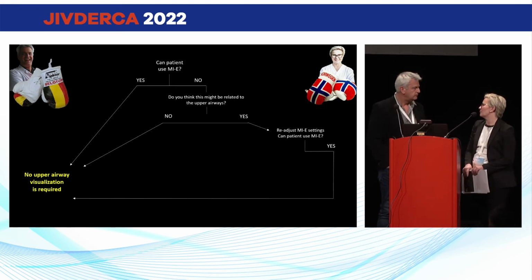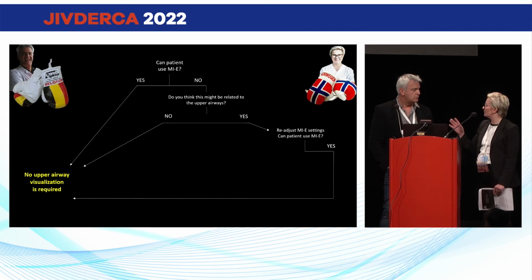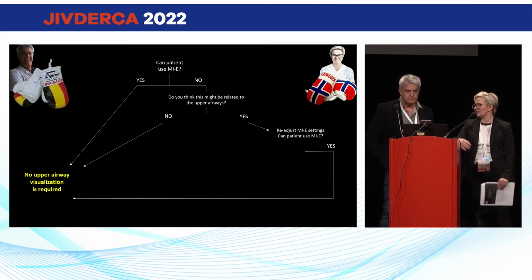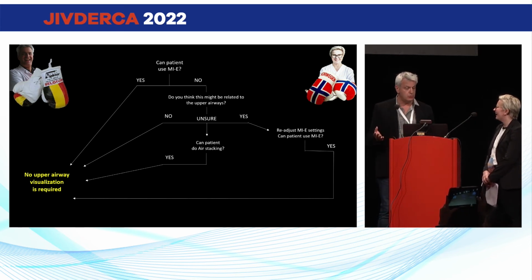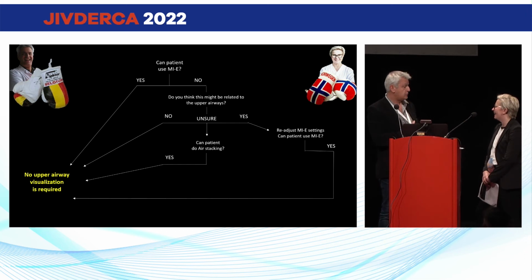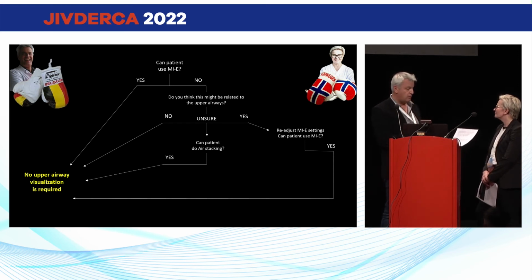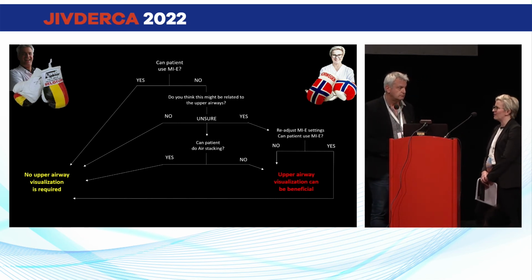And in that case, if you think it's related to upper airways, maybe you can start like Paddy was suggesting, that we try to individualize and adjust the settings first. And then how about if it's not sure? A third possibility is if we are unsure. So perhaps the last question should be, can the patient do air stacking? So in case of yes, I wonder, no need for upper airway visualization. But if not, maybe we should visualize the upper airways.